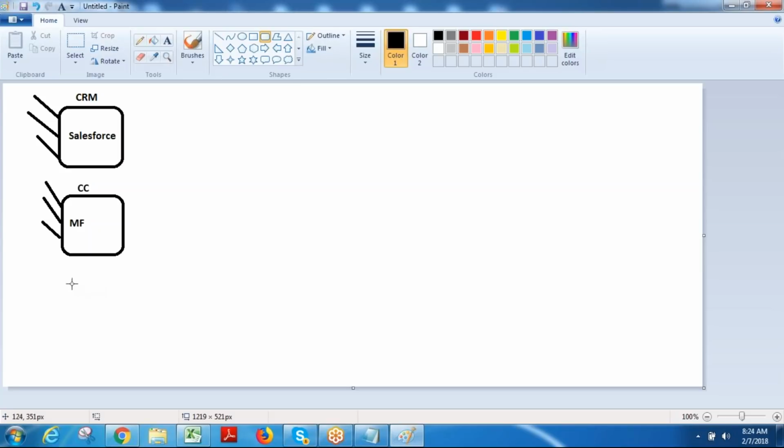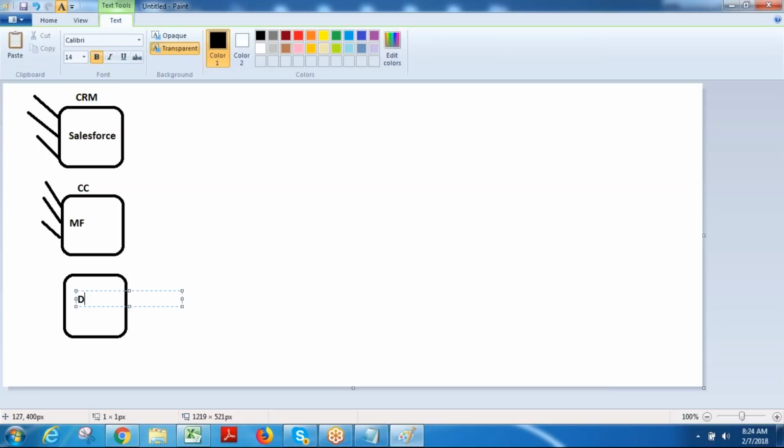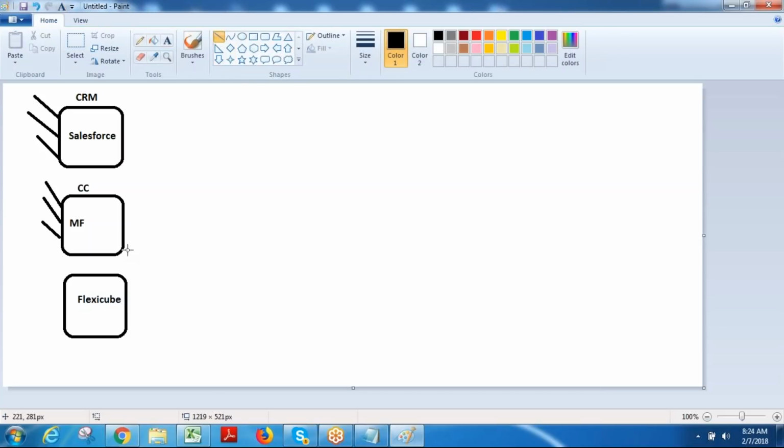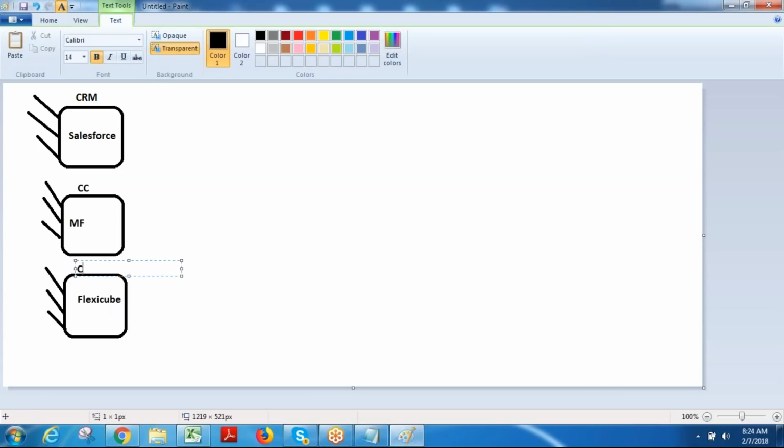Similarly, let's say you have other systems, for maintaining their deposits, everything, core banking. Let's say Bank of America is using their own product, or let's say FlexiCube is an application which they're using for maintaining your checking account, saving account, current accounts, anything. So FlexiCube is an application which they use for complete core banking. That information is being recorded here.